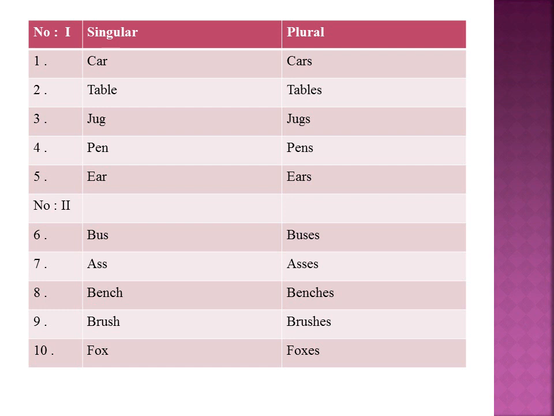Rule 1. We mostly add s to make a plural noun. Here are some examples. Rule 2. Add es to nouns that end in s, ss, ch, sh, x and z. Let me read the words in singular: bus, ass, bench, brush, fox. Remember, the sound at the end will help you to add es to the plural form. Some more examples are gas, gases, princess, princesses, ostrich, ostriches, church, churches, quiz, quizzes.